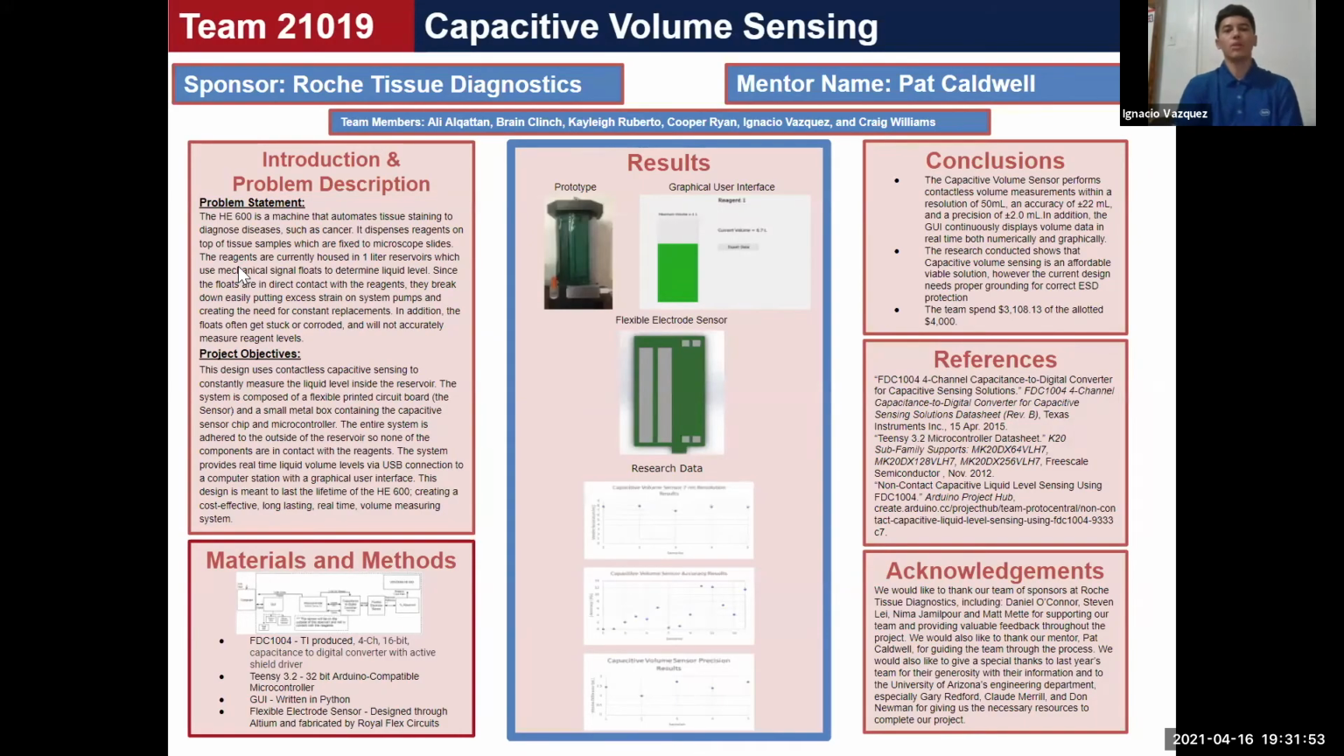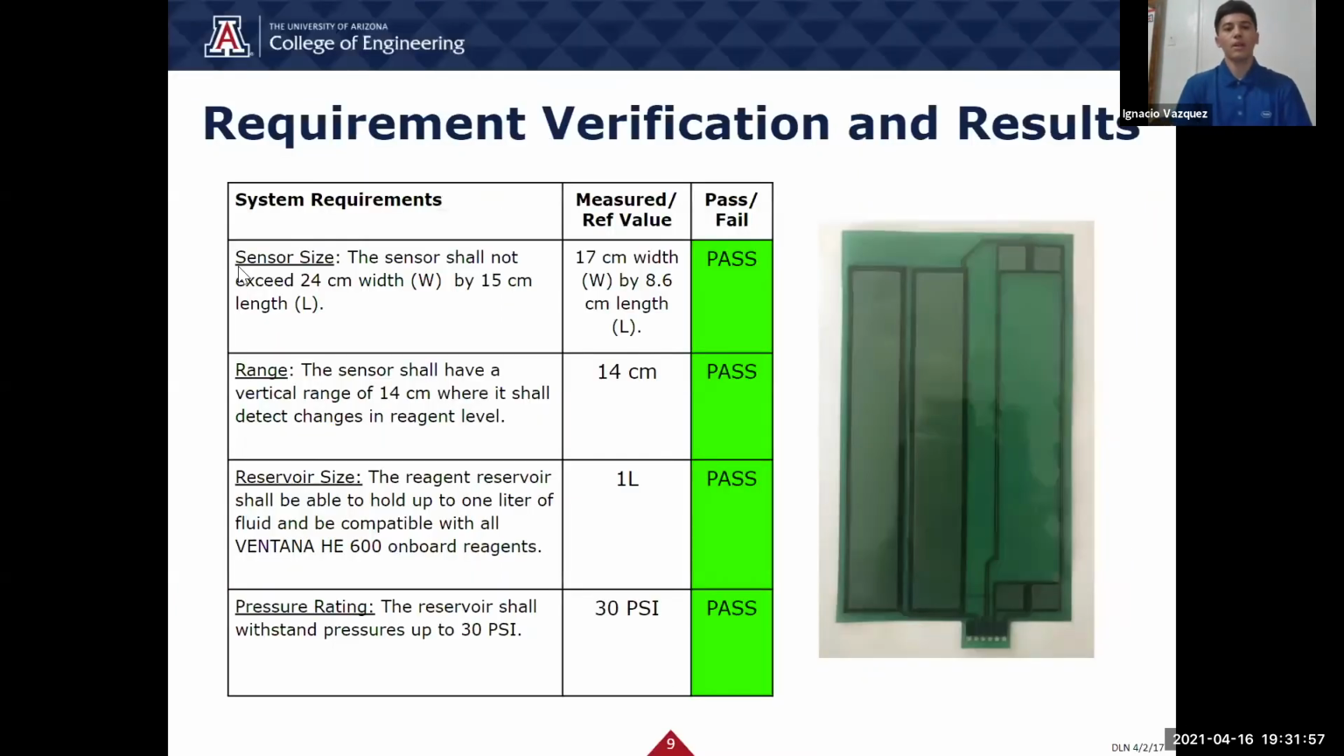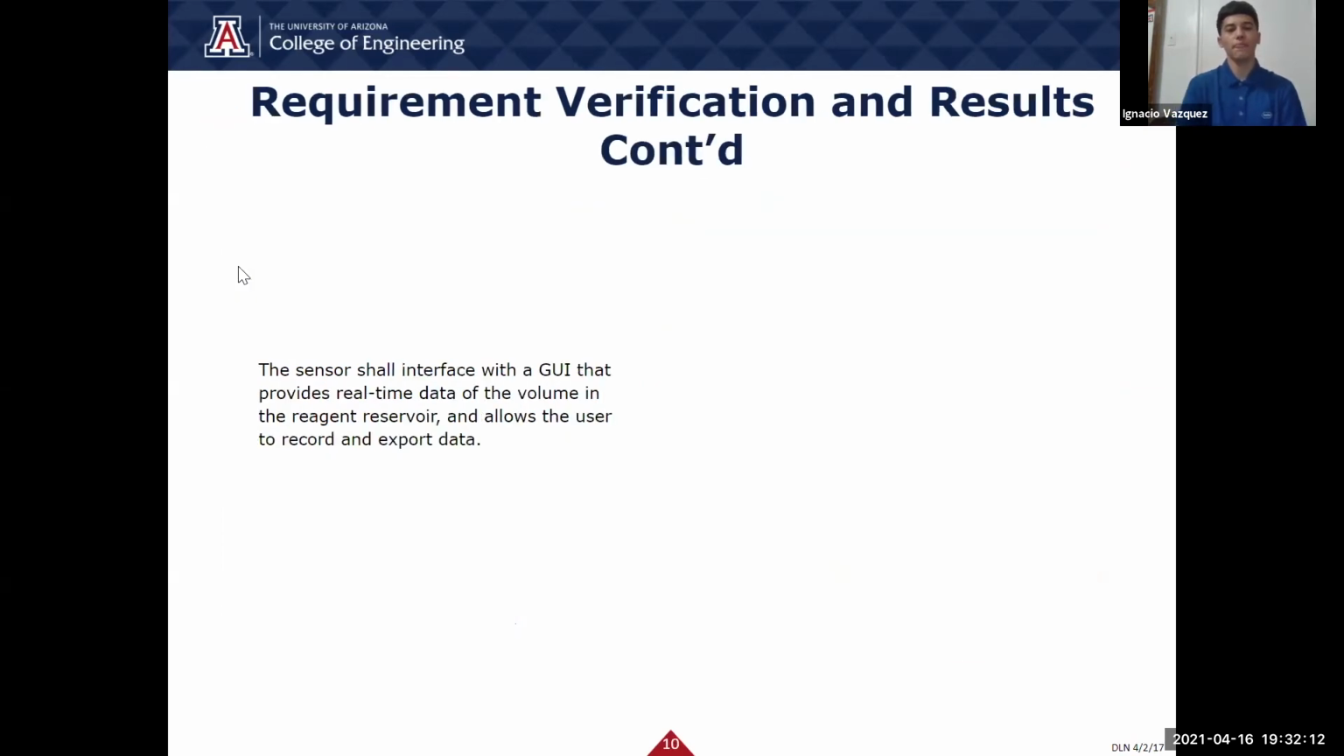Thank you, Cooper. So now I'll go into the final system requirement verification and results for our project. The size and measurement range requirement for our sensor was met with our final dimensions being 17 by 8.6 centimeters with a vertical measuring range of 14 centimeters. Since we used Roche's reagent reservoir, the reservoir size and pressure rating both passed as well.